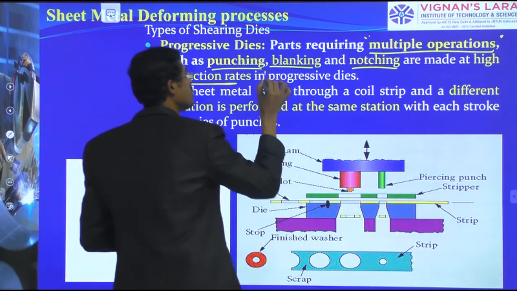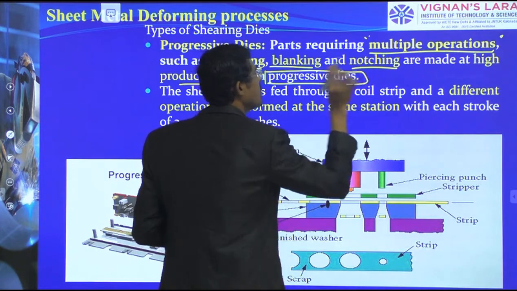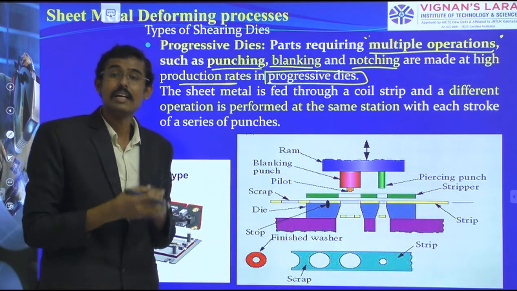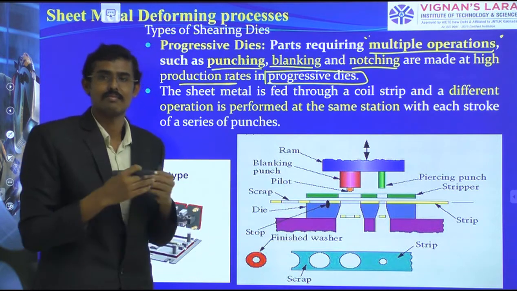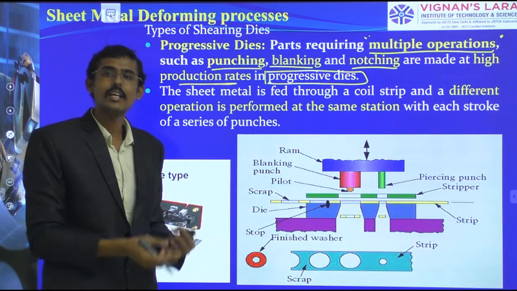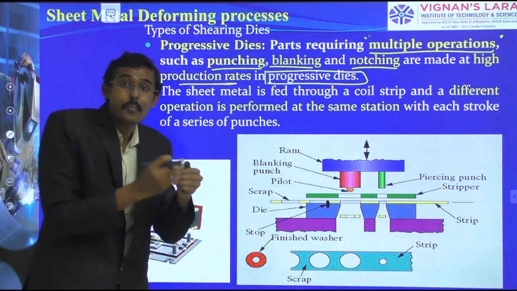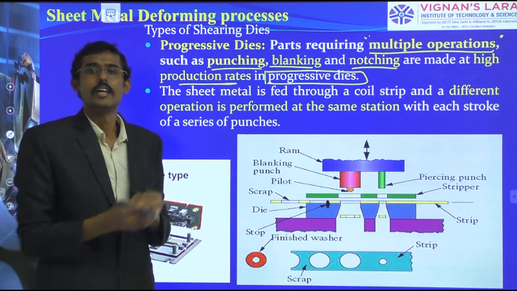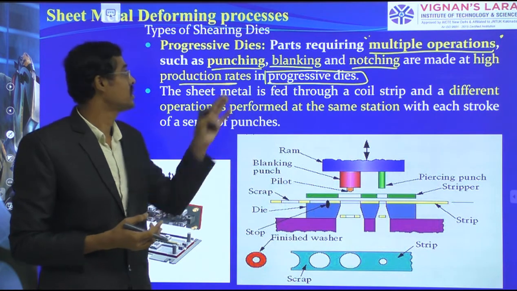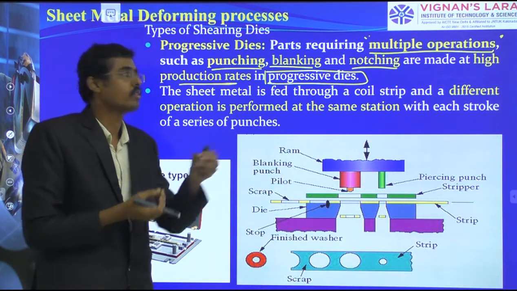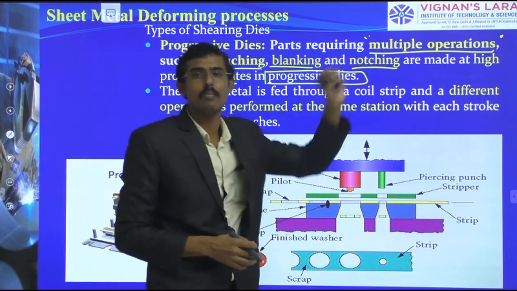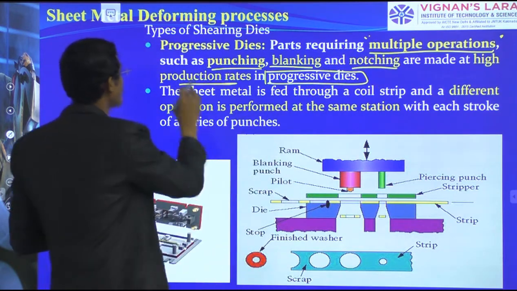In the progressive die, multiple operations are done. Progressive means we are processing more. Multiple operations are done at one station. A single setup, single die, single punch, but operations multiplied. It is not that for a single die, a single operation is done. It is progressing too. Punching and blanking are done. Therefore, we are naming this a progressive die, where we are doing multiple operations at high production rate.